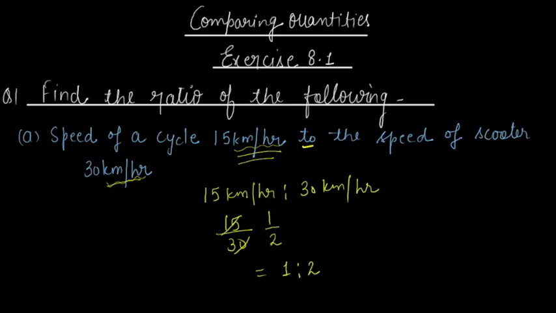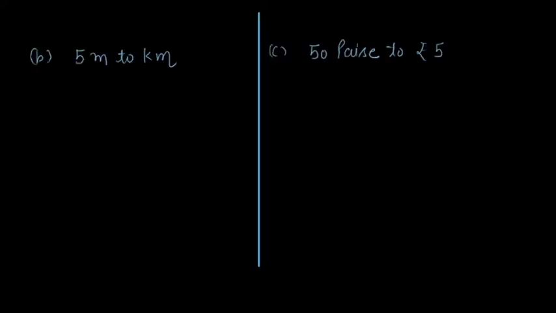So no conversion is required. Let's see the next part. In the next part, which needs conversion, we have to find the ratio of 5 meter to, how many kilometer is it given? It is 10 kilometer. 5 meter to 10 kilometer you have to calculate. Now the first quantity is given in meters and the other one is given in kilometers. So we will convert either meter to kilometer or kilometer to meters.